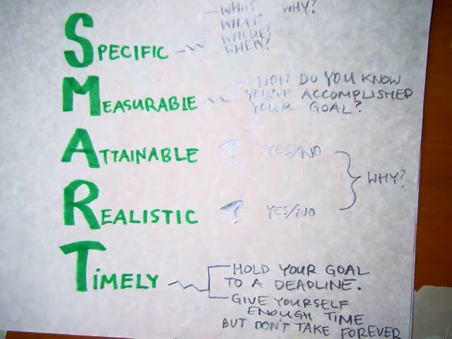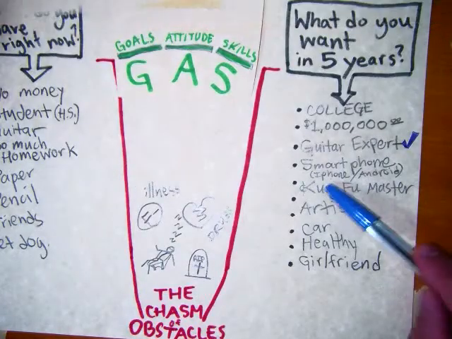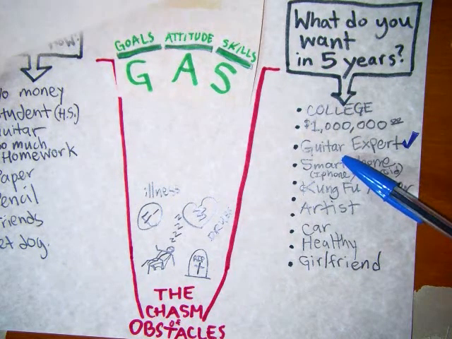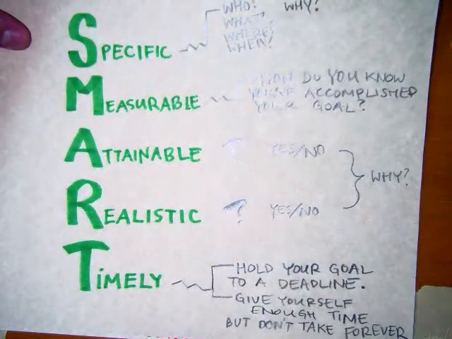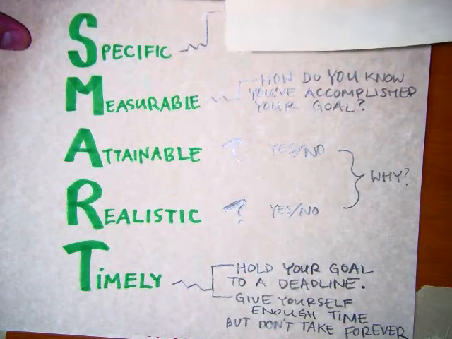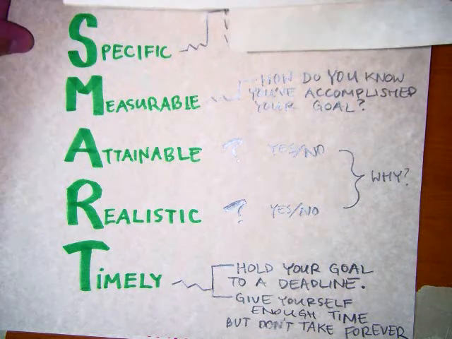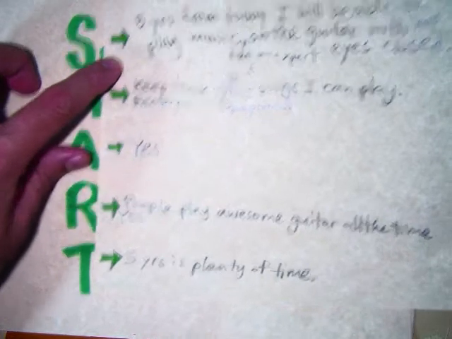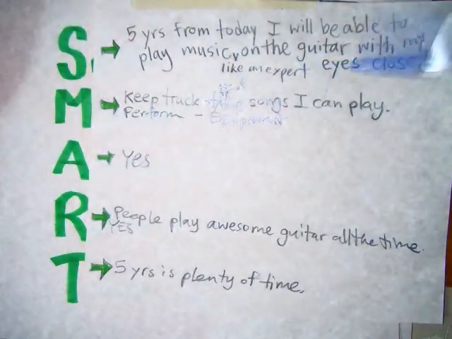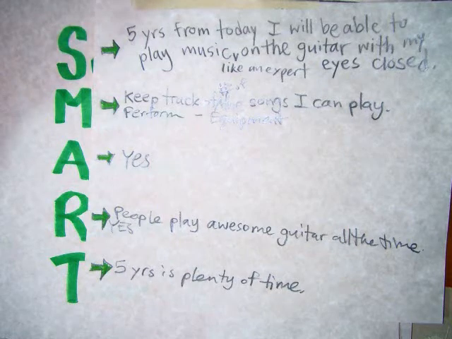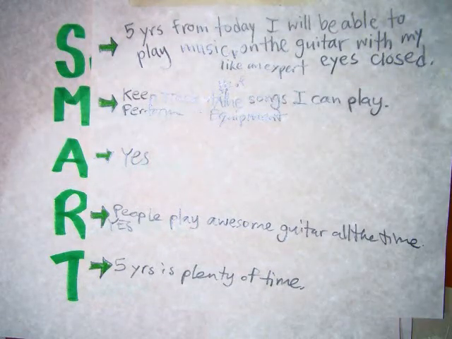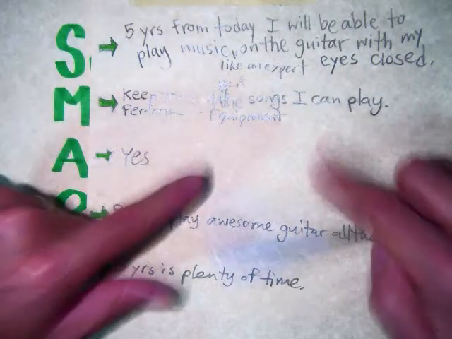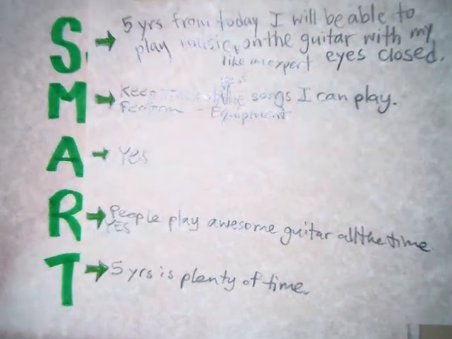So now going back to what we want in 5 years: I want to be a guitar expert. I want to be pro. I want to play good guitar. So I'll go over the SMART criteria here: specific, measurable, attainable, realistic, timely. Specific. Okay, 5 years from now, I'll be able to play music on the guitar like an expert, with my eyes closed. Is it measurable? I could keep track of the number of songs I can play. That's how I'll measure my success.